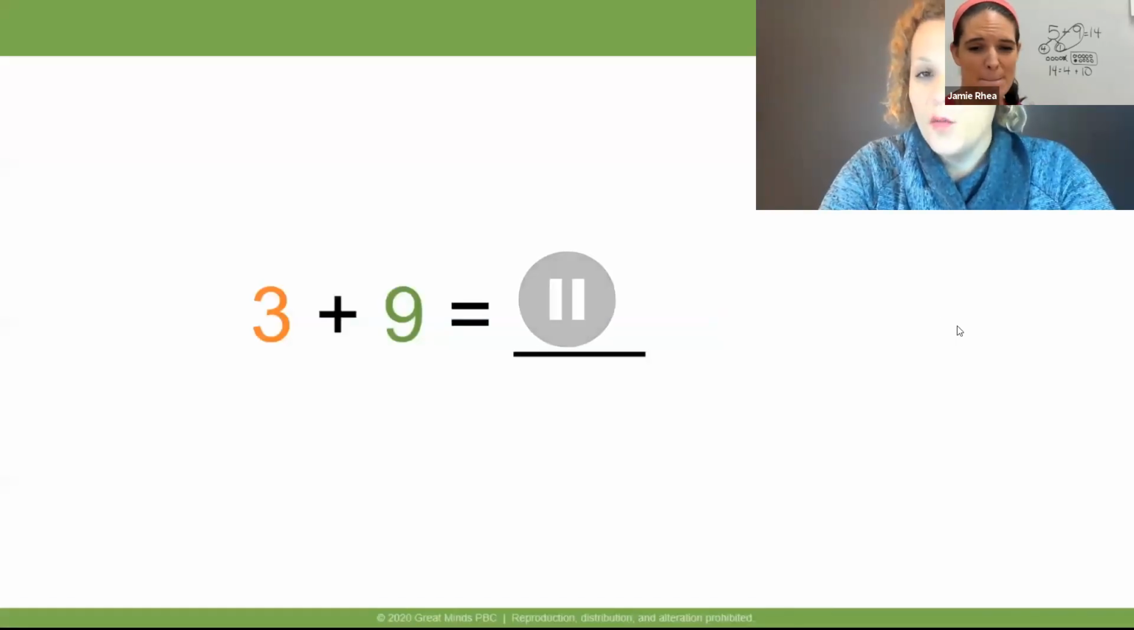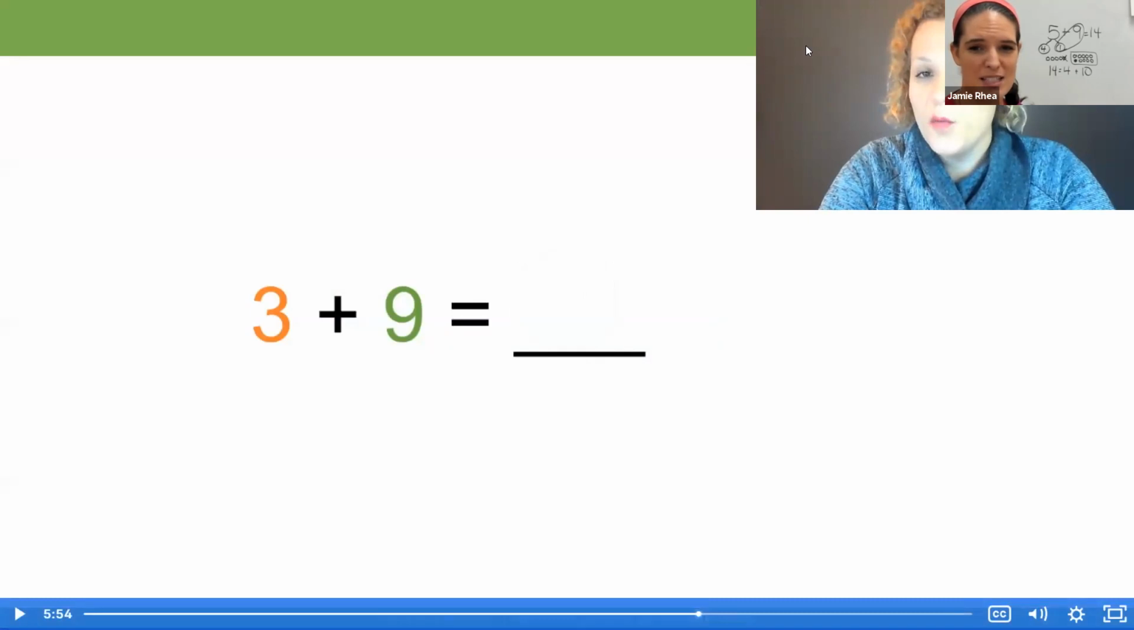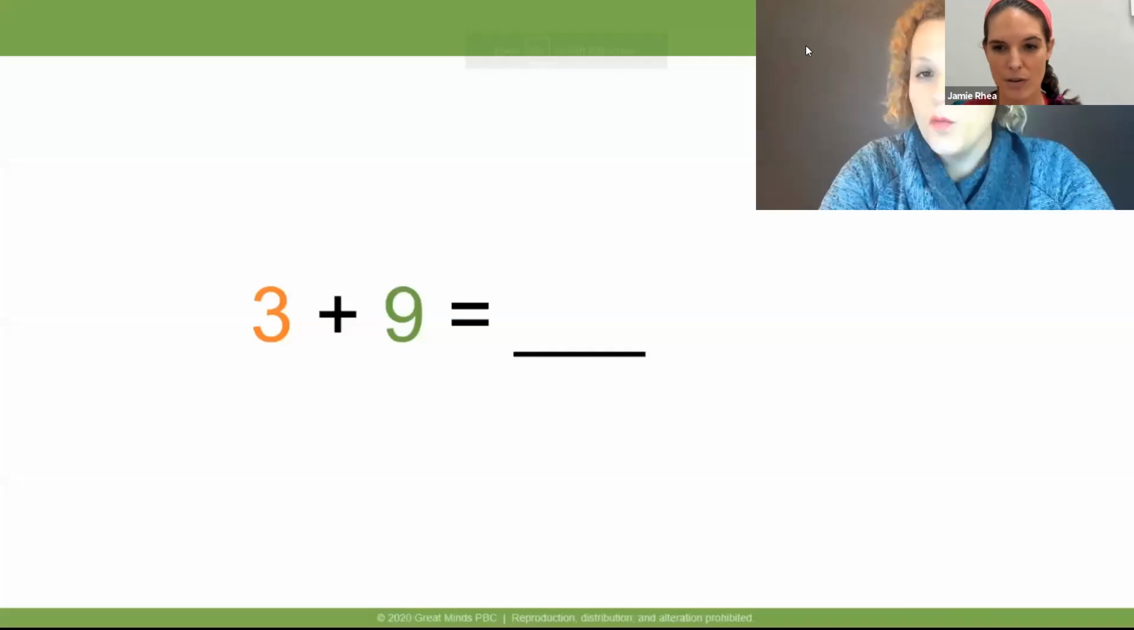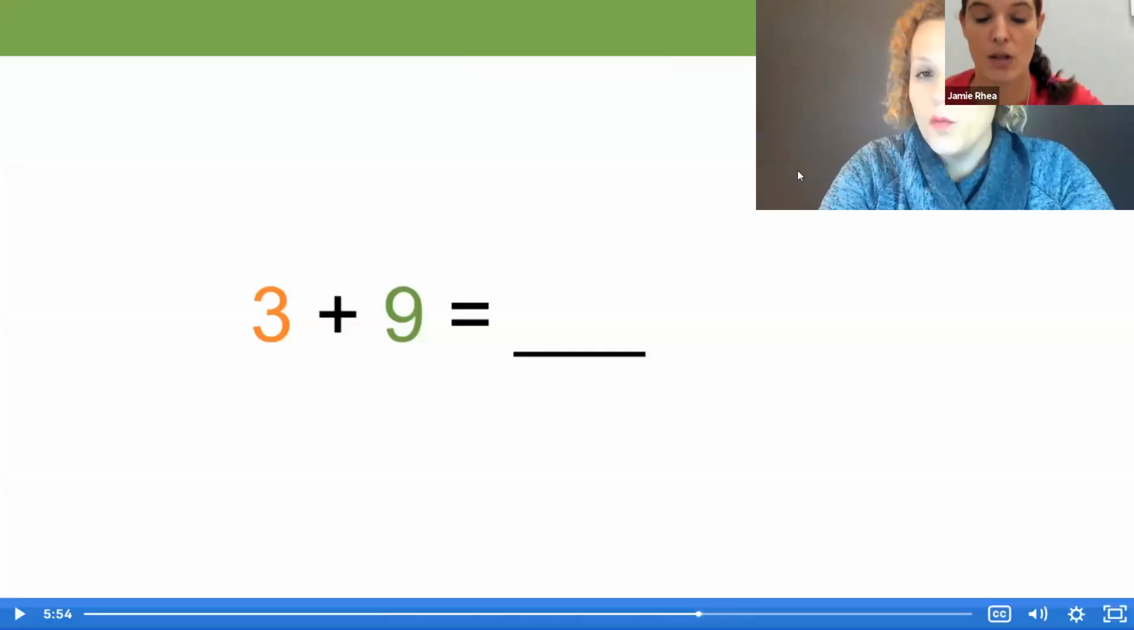Check out this sentence. Okay, hold on just a second, guys. Okay, friends, we are doing 3 plus 9. Now let's see what Miss Curry, couldn't think of her name. Let's see what Miss Curry wants us to do with it, okay?